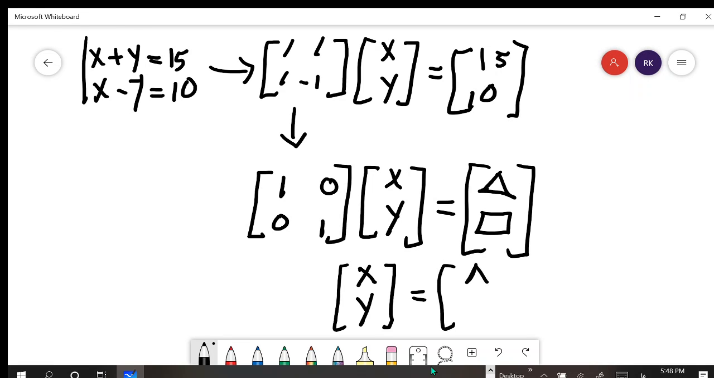And so for these two matrices to be the same, what has to be true? X has to be that number and y has to be that number. That means if I can somehow convert this to a matrix equation like this, then I can solve for x and y easily. And that's what Gaussian method is. The Gaussian method is to turn this into something like this so we can see what x is and what y is. And basically that's the idea of elimination.